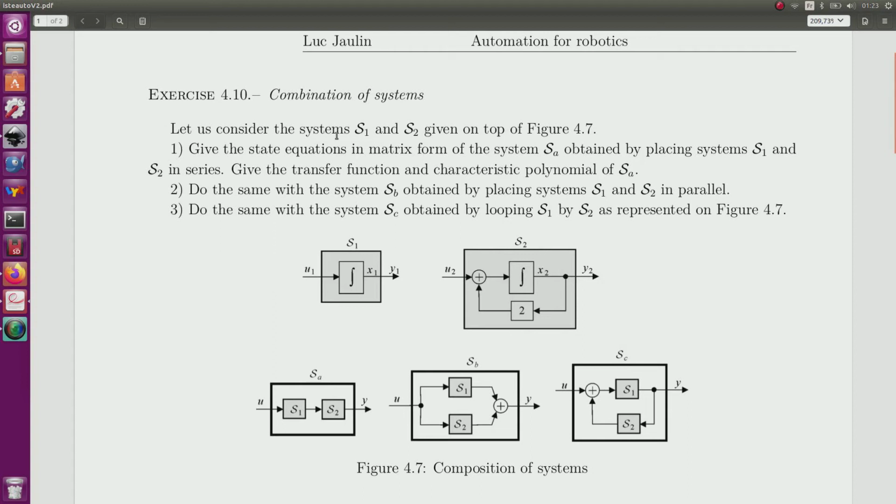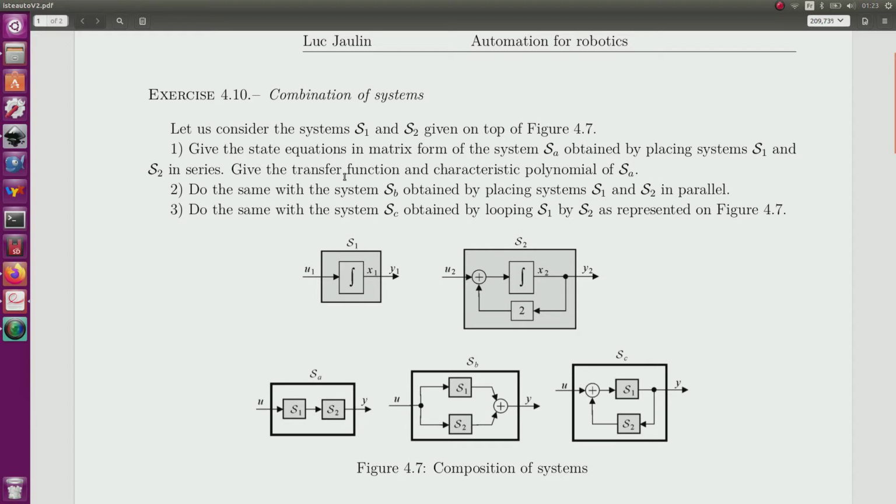We consider two systems S1 and S2 as on the picture here. S1 has one integrator, S2 also, but there is a loop, a feedback in S2. The first question: we put S1 and S2 in series, like in this picture.